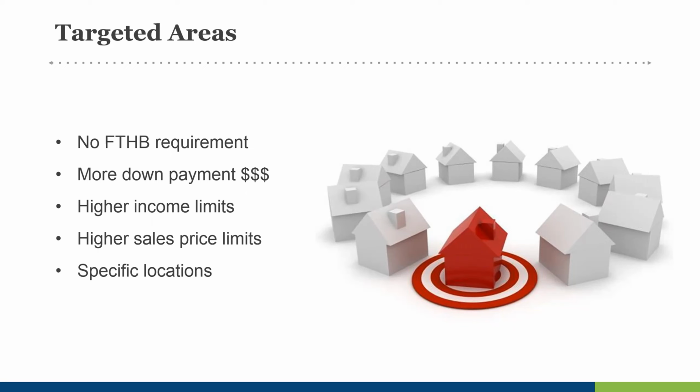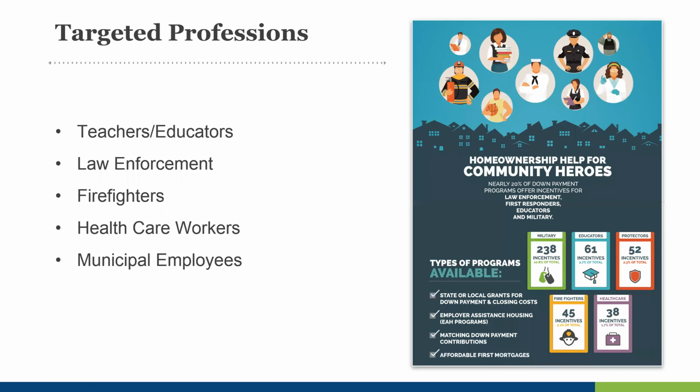You often may see more down payment assistance money, higher income limits, higher sales price limits, but they're going to be within specific locations. For example, specific census tracts or zip codes, maybe a whole city, sometimes a whole county. It depends on the program. But where there are targeted areas, you may see enhanced benefits to the buyer if they are buying a home within that targeted area or zone.